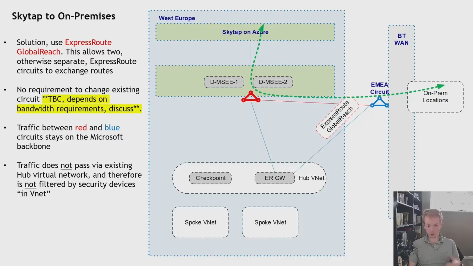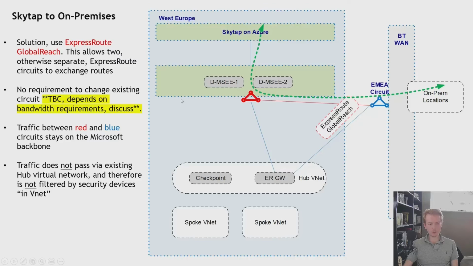So if a customer's got a blue circuit in West Europe and a blue circuit in Asia, they can configure the Microsoft network using GlobalReach to send traffic between their on-prem data centers, almost like a global WAN for their on-prem network. So GlobalReach is this useful tool that we can use for certain requirements, and connectivity to Skytap is just one of those requirements.